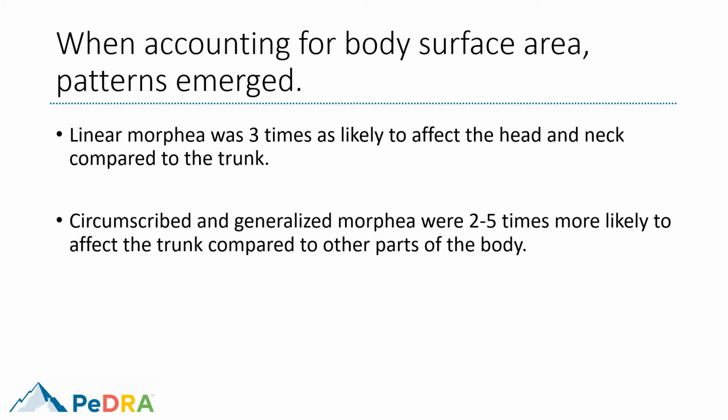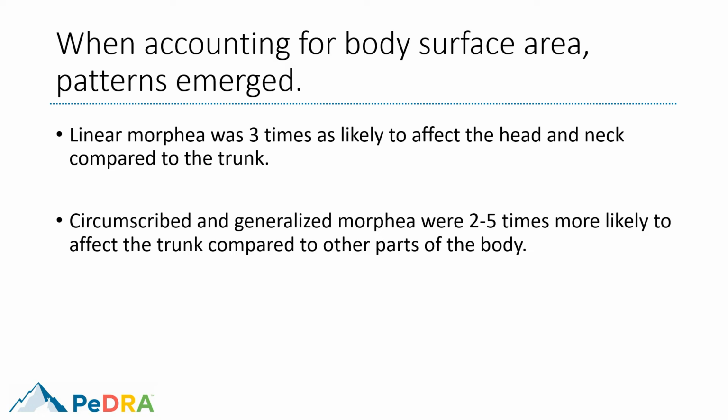However, when we looked at body surface area and the contribution of that to the body, certain patterns emerged. So for example, we know that the trunk is the largest part of the body. Were we seeing more lesions of morphea on the trunk only because that's the biggest body site we have? And what happened is when you actually accounted for body surface area, we found that linear morphea was 3 times as likely to affect the head and neck as it was compared to the trunk.